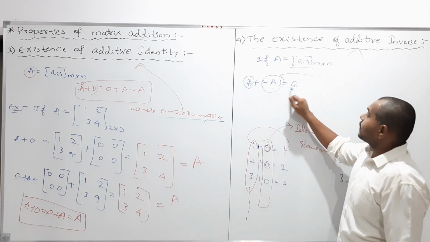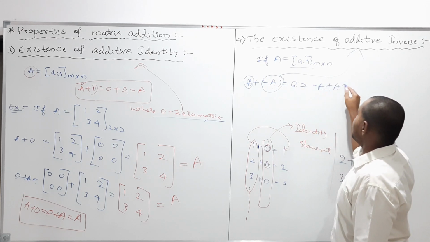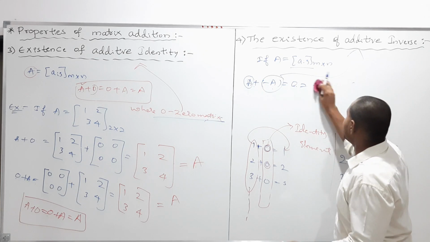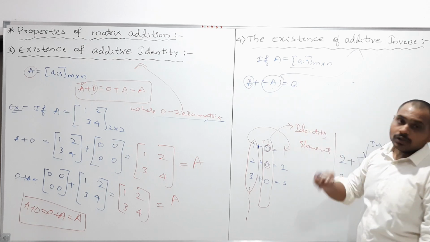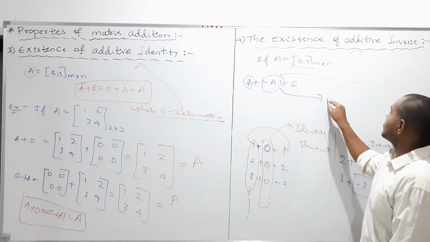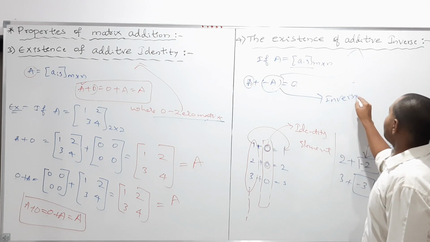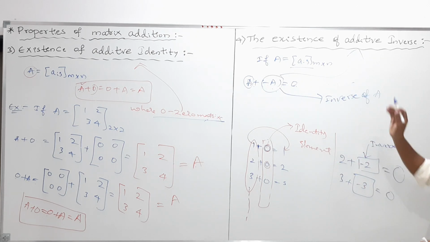So therefore, either you can write A plus minus A, or you can write minus A plus A also. But it's better to write this much only. A plus minus A is equal to 0. And this minus A is called the inverse, my dear students. Inverse of A you can call. So this is the concept.